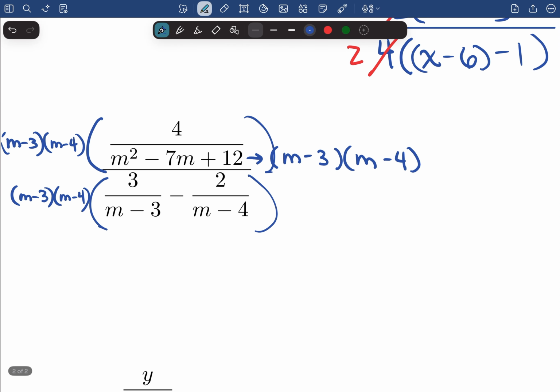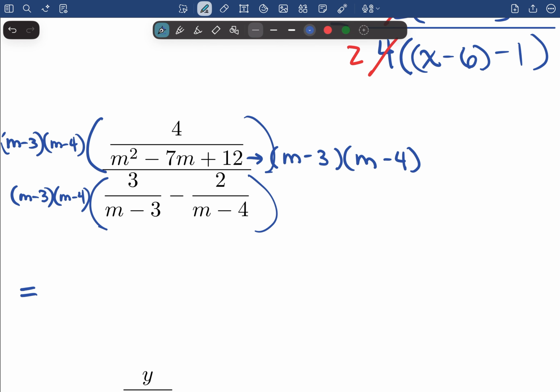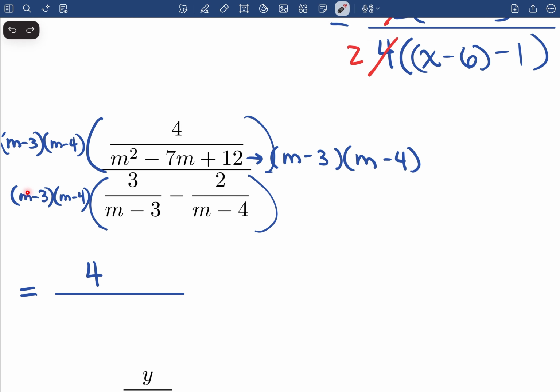And let's clean it all up. Let's see what we get. Well, m minus 3 cancels m minus 3, and m minus 4 cancels m minus 4. And all I'm left with is this 4 for this fraction. Great, that was nice. That made it easy. And now looking down here, we're going to address this stuff. Well, this m minus 3 right here cancels this m minus 3 when I multiply this LCD into this fraction. And so this m minus 4 gets multiplied with this 3. In other words, I've got 3 times m minus 4.